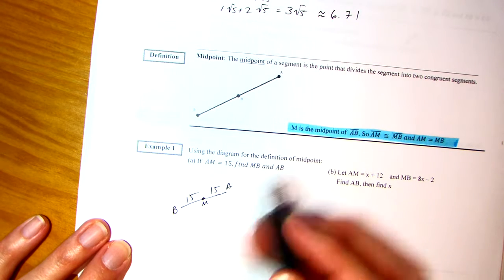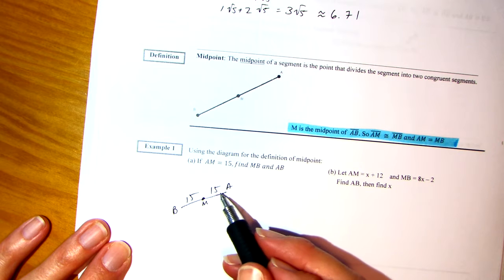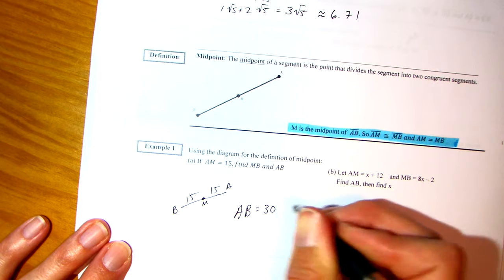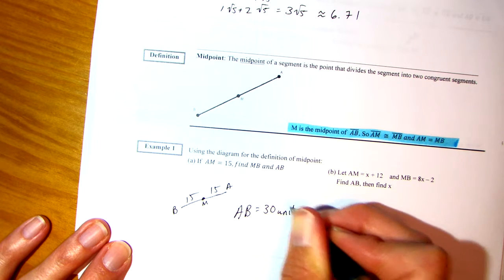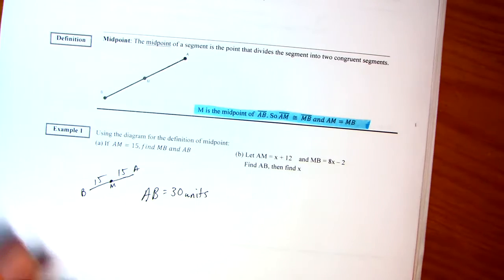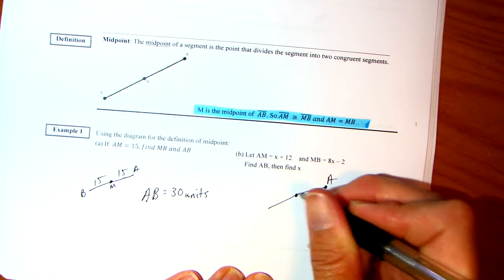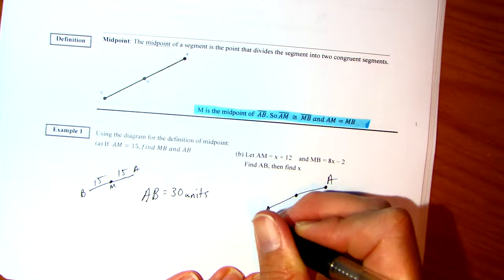And I know that the segments are congruent, the measures are equal, so AB is equal to 30. And we'll just put units there. I don't know exactly how much. All right, same figure. So much for that straight line.